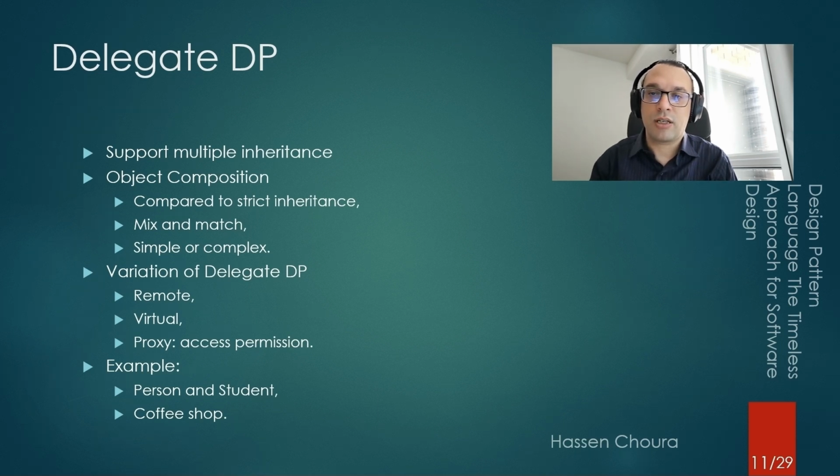Since this design is not a common design, I would like to consolidate those definitions by bringing two examples. The first example will be person and student, and the second example will be the coffee shop example. First, let's start with the person and student. Imagine that you ask for my help to design a system where we have two classes, a person and a student.